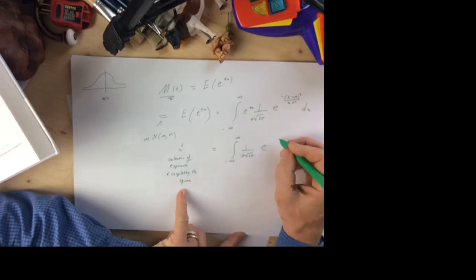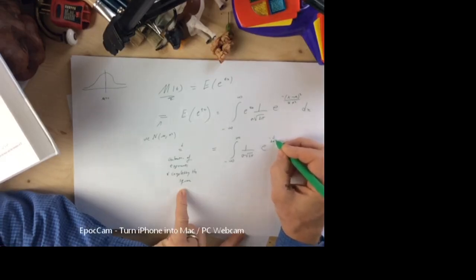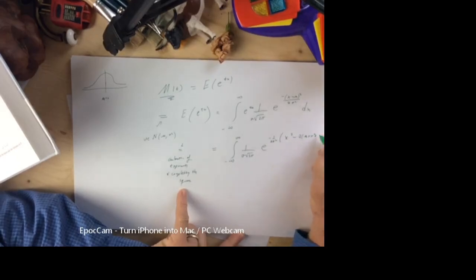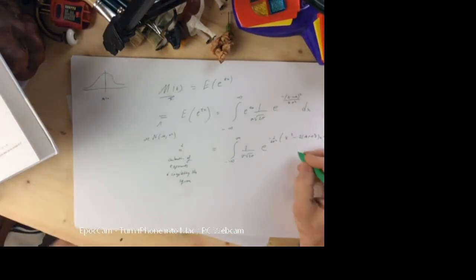It is e to the minus 1 over 2 sigma squared. We made sure to keep that denominator. And we get x squared minus 2 mu plus sigma squared t x plus mu squared. And then we have our dx.